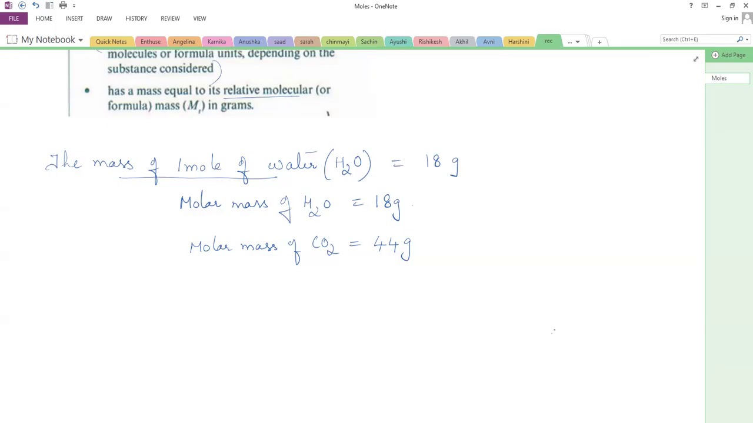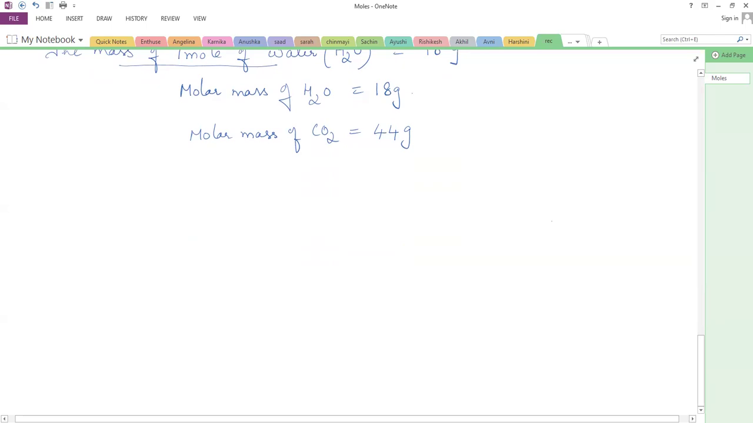So let's understand a little more about the moles. For example, if I'm talking about the substance carbon, the symbol of carbon is C. And what is its relative formula mass or atomic mass or molecular mass? Because it's an atom, we call it atomic mass. This is nothing but 12 from your periodic table.